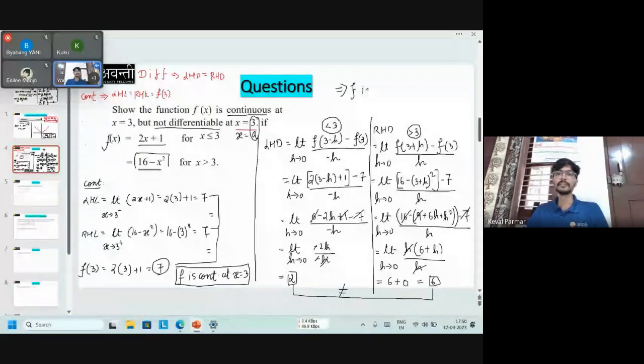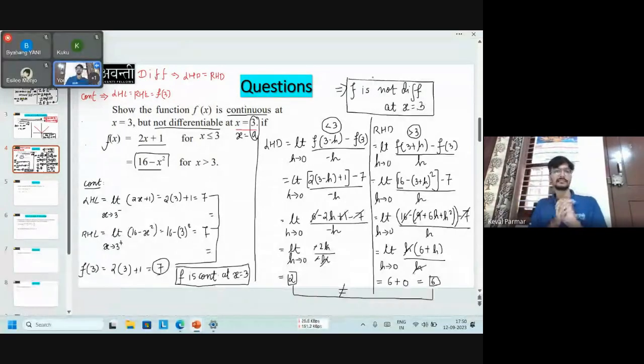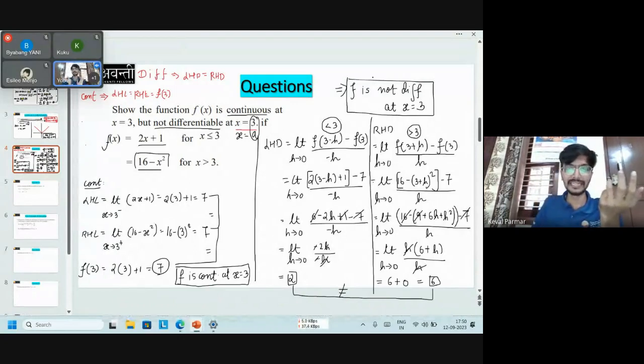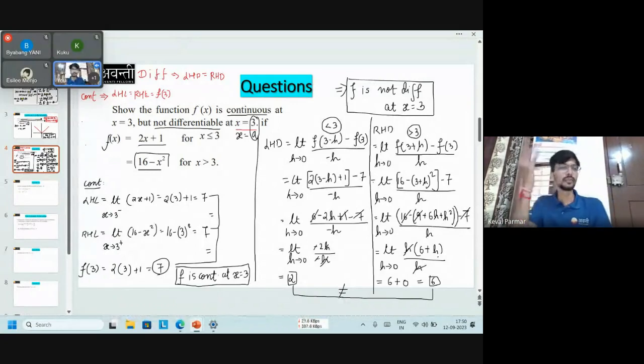F is not differentiable at x equals to... You remember LHD, RHD? But we have to simply calculate the value. As you have seen, there are no such tough questions on indeterminate forms. The indeterminate forms are very simple. Sometimes we directly get the value, sometimes we just have to cancel a factor. There are no 1 raised to infinity, infinity raised to 0, 0 raised to 0 such indeterminate forms. So the limit calculation is very simple. You just need to substitute the function in place of what?